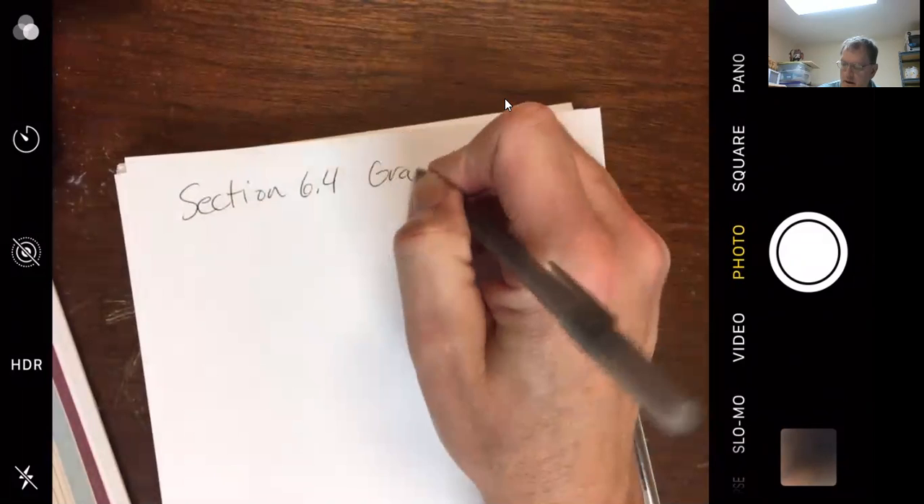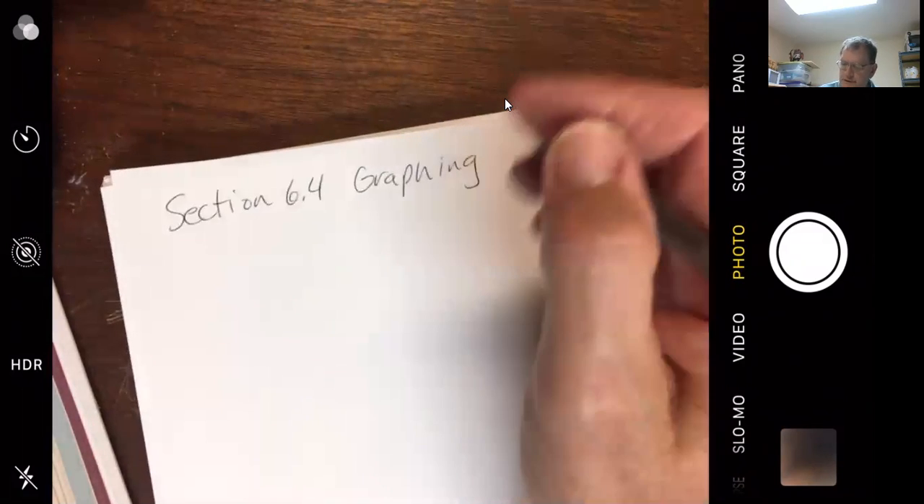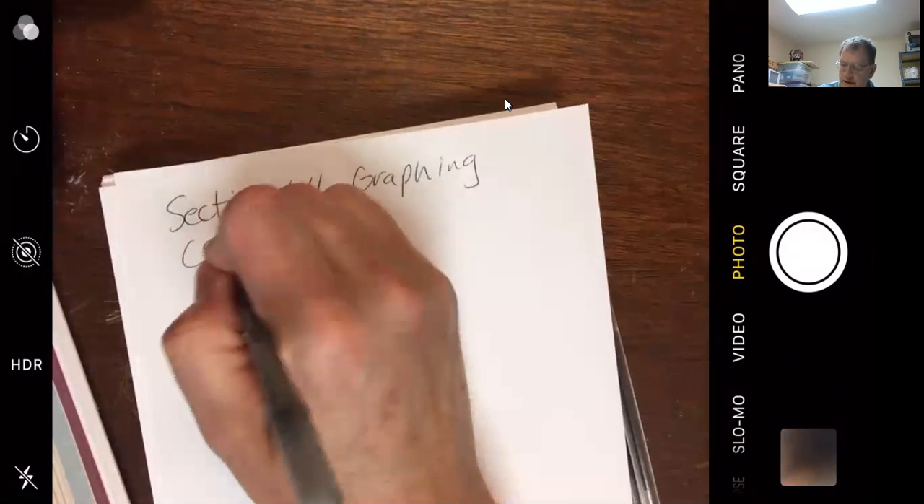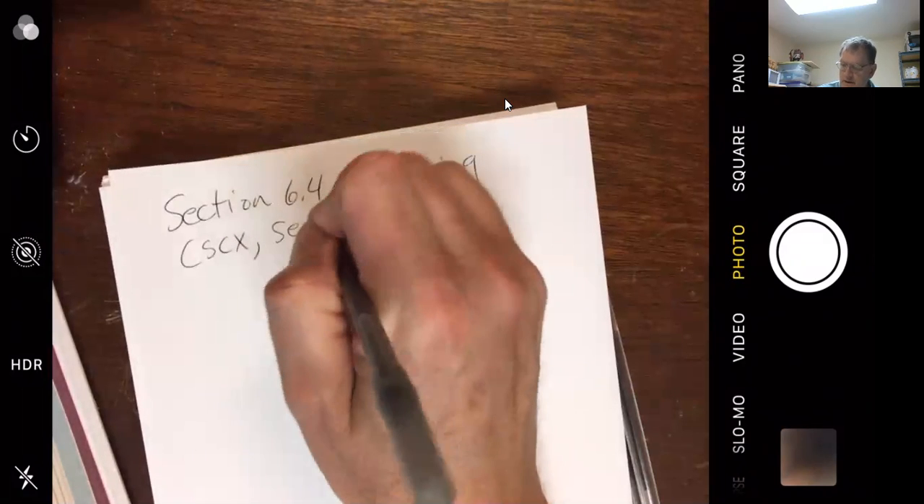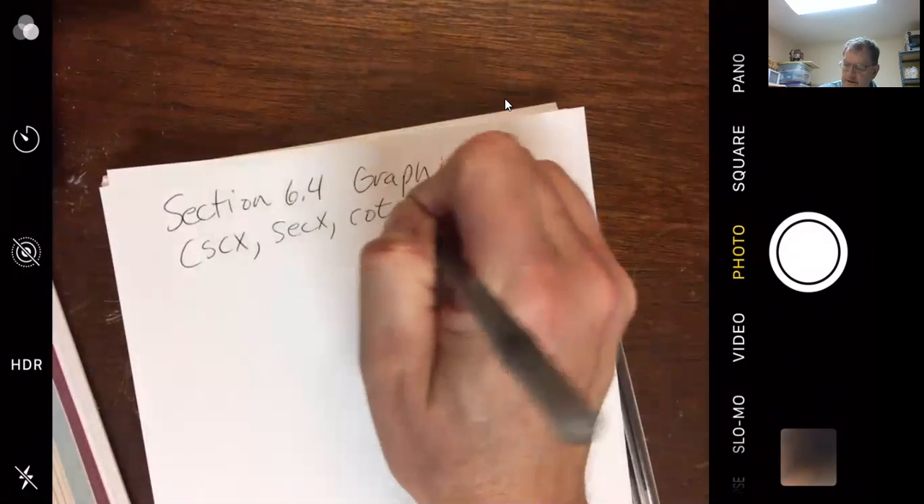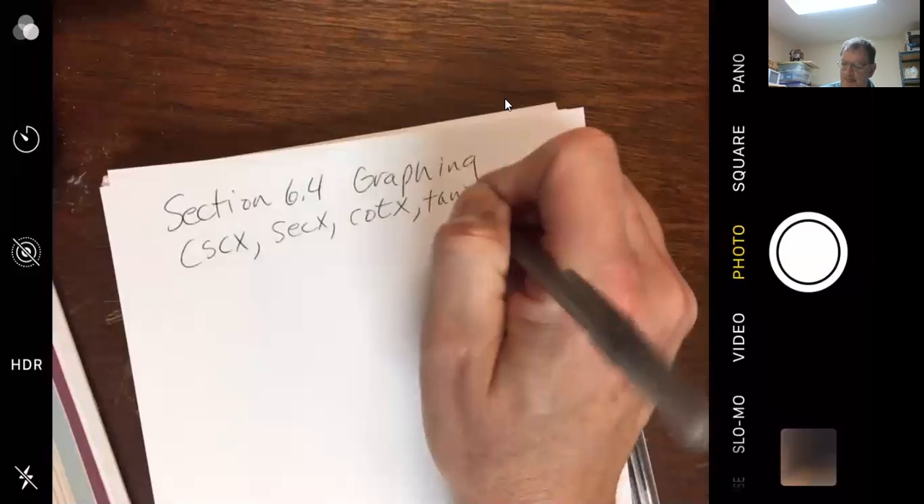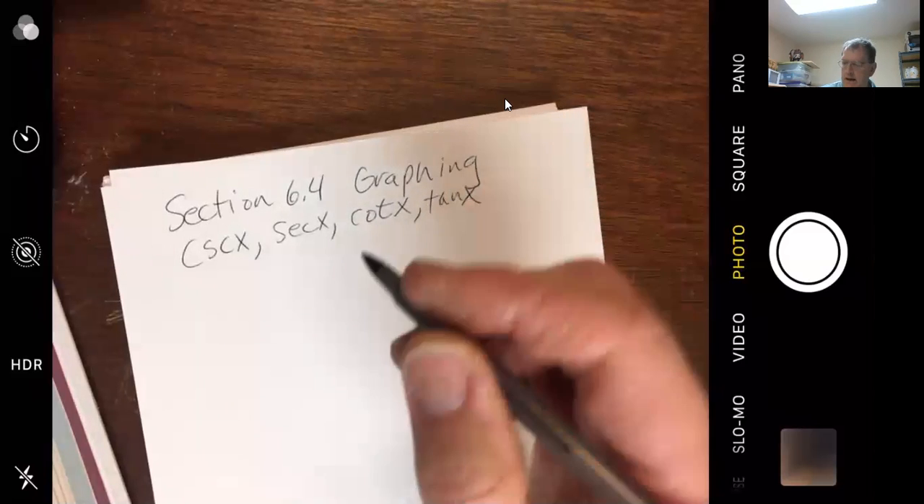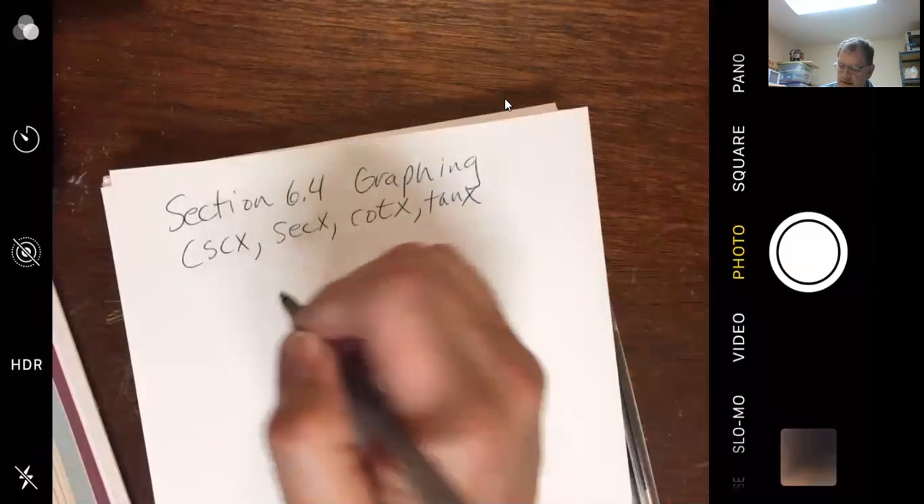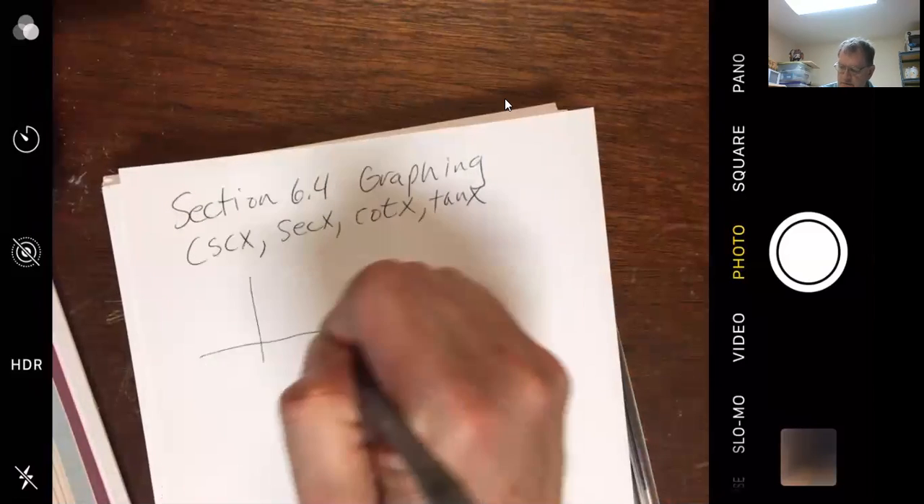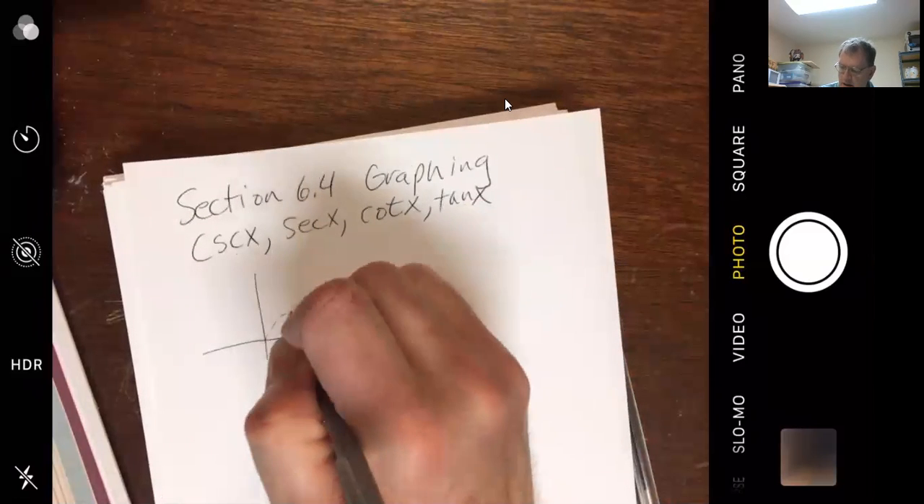Graphing the four functions: cosecant x, secant x, cotangent x, tangent x. Just to very briefly recap what we did with cosecant and secant.